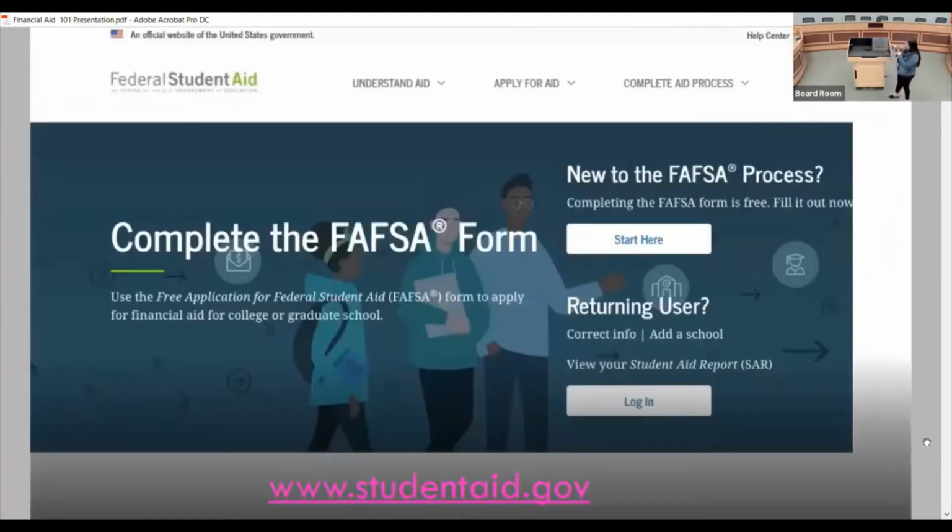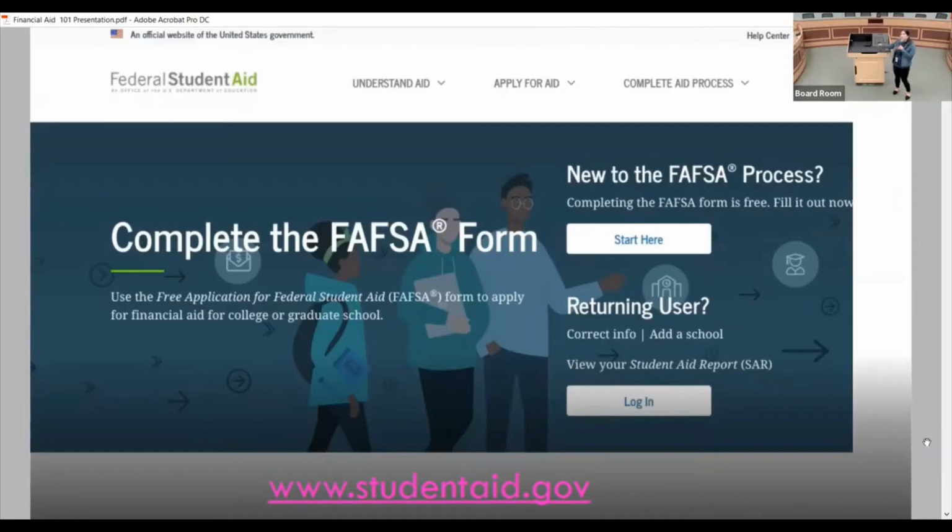So how do I know which form to do? So this is what our FAFSA looks like. You're going to complete the FAFSA if you are a student who is a U.S. citizen, has a permanent social security number, or is a permanent resident here in the United States, okay?